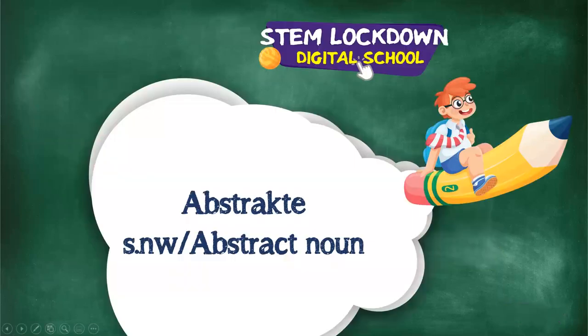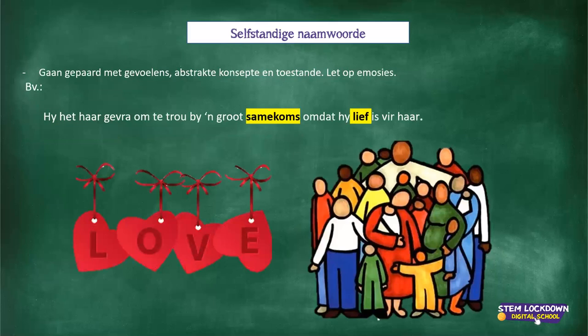Right, the next one. One of my favorites as well, abstracte zelfstandige naamwoorde or abstract nouns. This refers to things that I cannot touch, but most I can see. It is something that they say, it gaan gepaard met gevoelens, your feelings, and abstract concepts and toestande. And in other words, guys, it is mostly emotional stuff.